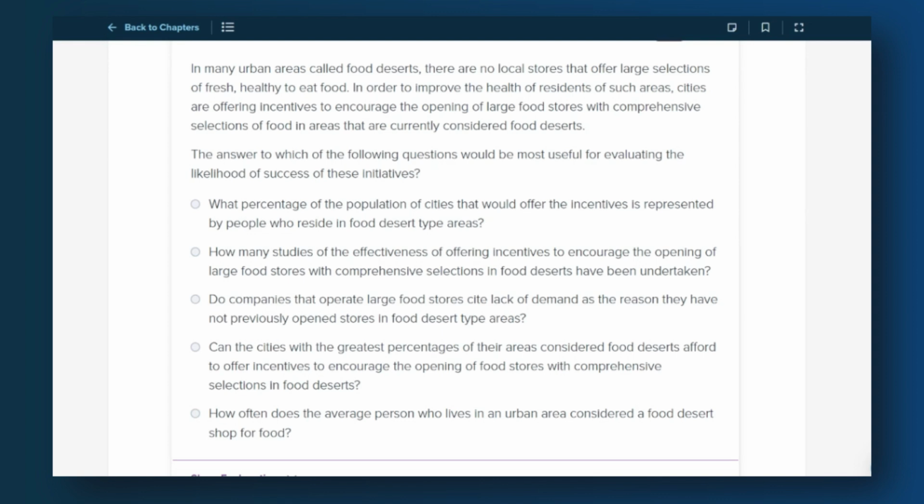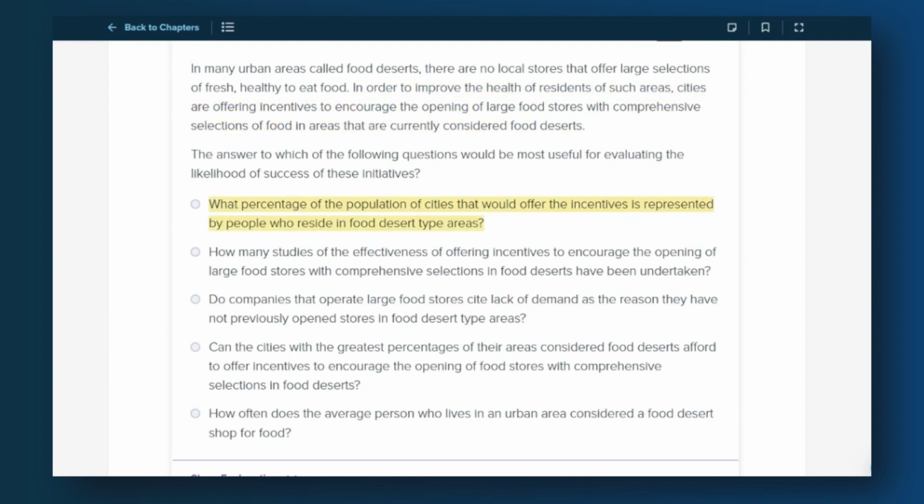Okay, here's the situation. There are these food deserts in urban areas, and cities are offering incentives to encourage large food stores that offer a diverse selection of healthy foods to move in. The purpose of offering incentives is to increase the citizens' consumption of health promoting foods by overcoming the obstacle of availability. We're trying to determine how successful this plan will be. Let's see what the answers have to offer.